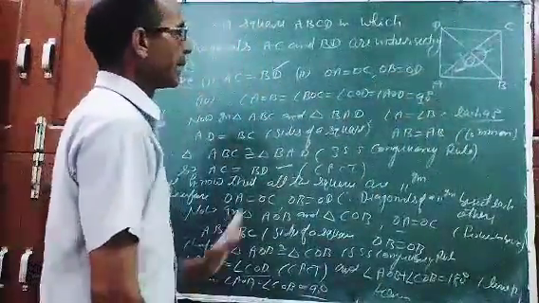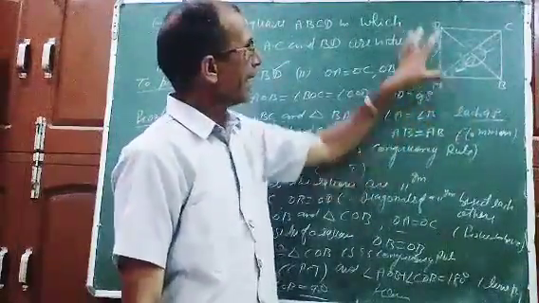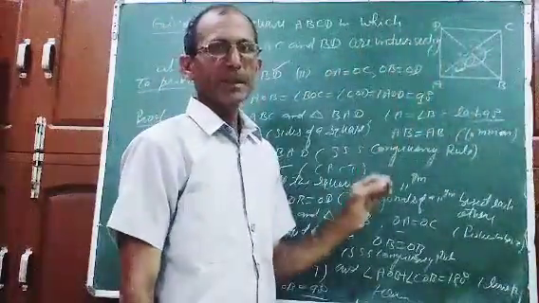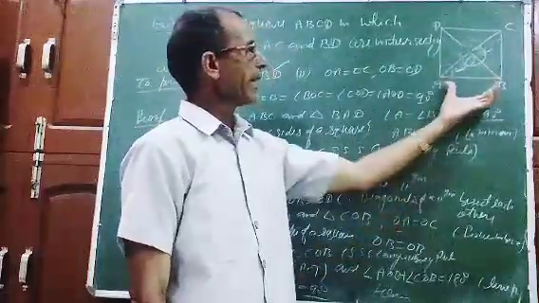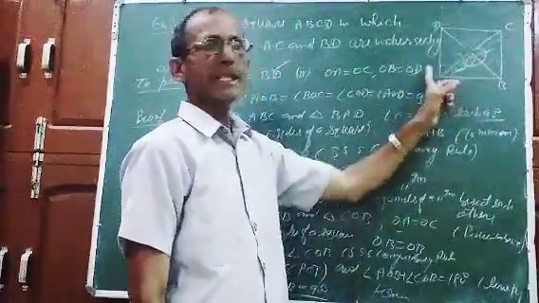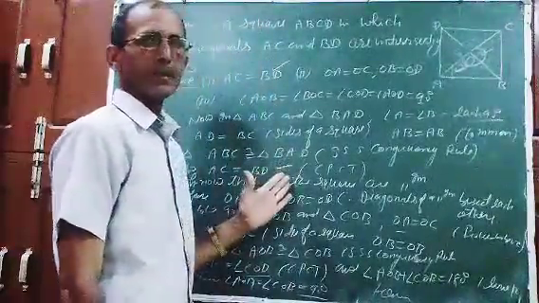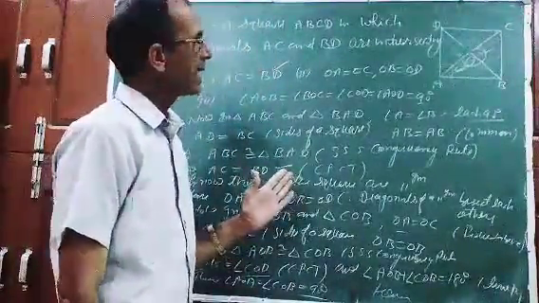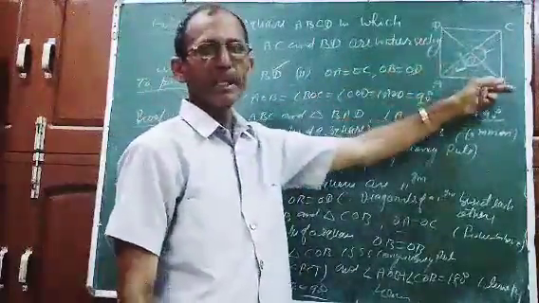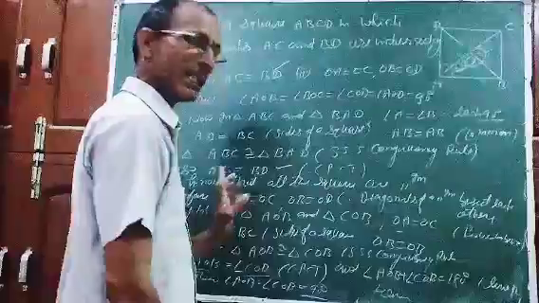Now the proof. First I am taking triangle ABC and triangle BAD. In both the triangles, AD is equal to BC, sides of a square, AB is equal to AB, common, and angle ABC is equal to angle BAD, which is 90 degrees. So both the triangles are congruent, therefore their corresponding parts will be equal. So AC is equal to BD, corresponding parts of congruent triangles. So the first part is proved.